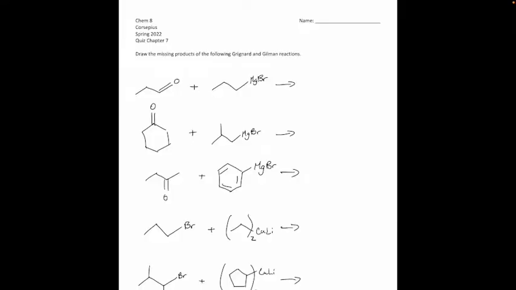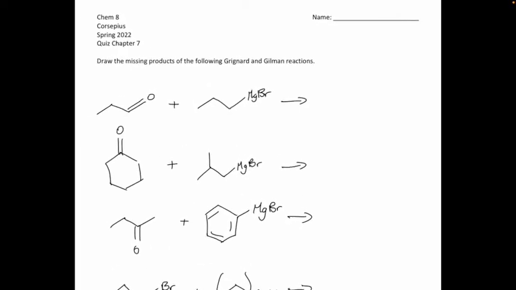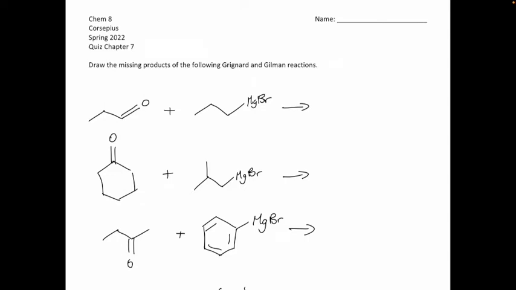All right, so let's get started. We're going to do our last of our reviews here for Chapter 8. Chapter 8 was all about ethers and epoxides, but actually the first thing we learned were reactions that take place in ethers as a solvent, these Grignard and Gilman reactions.